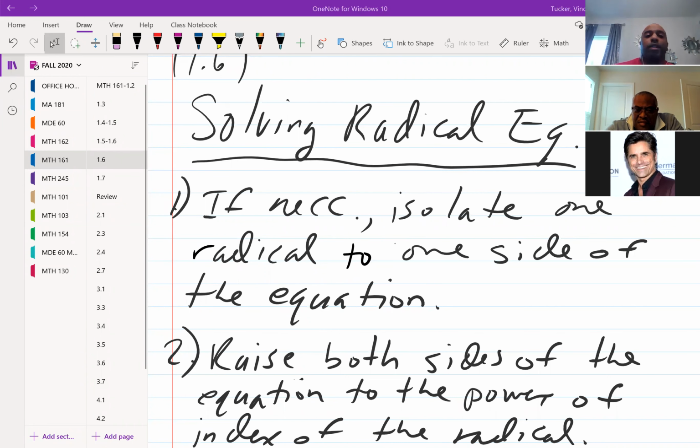Okay, so 1.6. Well, we started 1.6 last class. We're picking up where we left off. We're looking at solving radical equations. First step, if necessary, isolate one radical to one side of the equation.